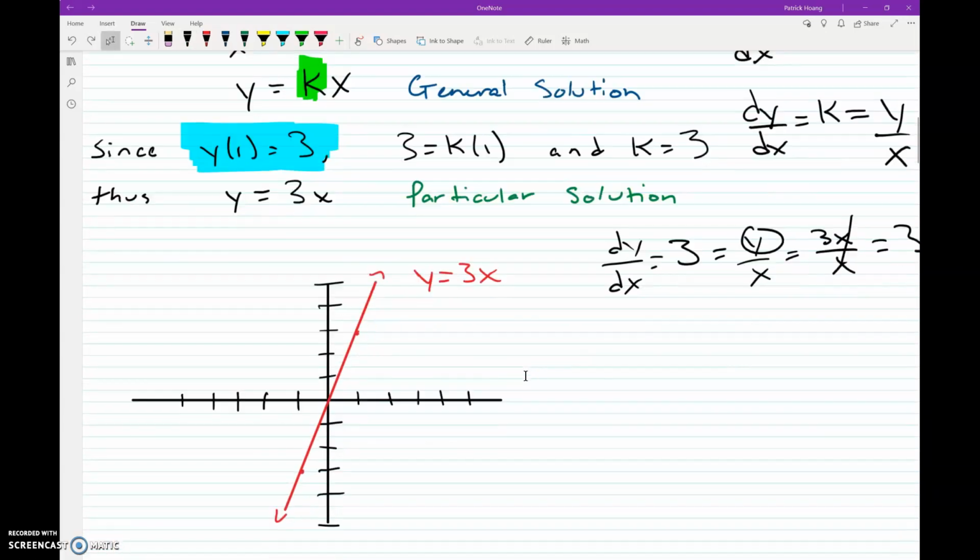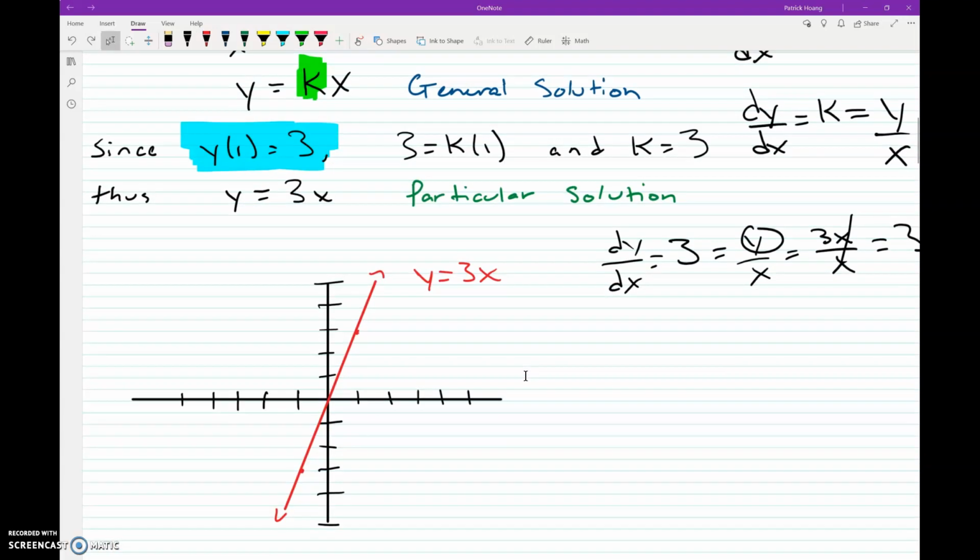Now if we were to graph it, we know how to graph lines, right? This is y is equal to 3x. So it's a line through the origin, there's a slope of 3. Cool.